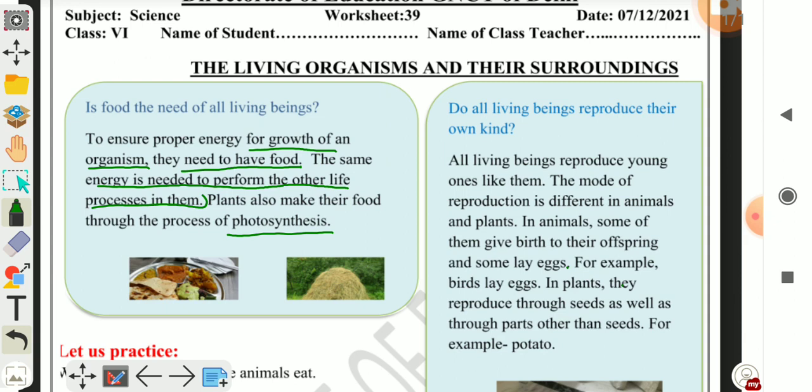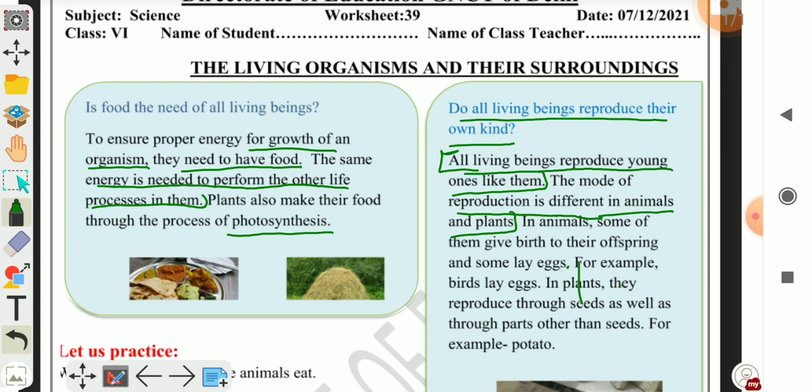Now, do all living beings reproduce their own kind? Yes. All living beings reproduce young ones like them, and this process is known as reproduction. The mode of reproduction is different in animals and plants.